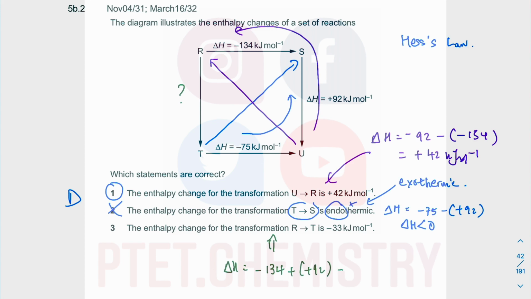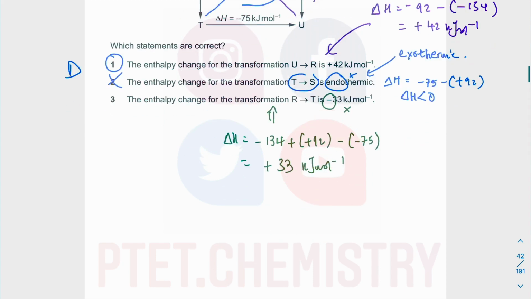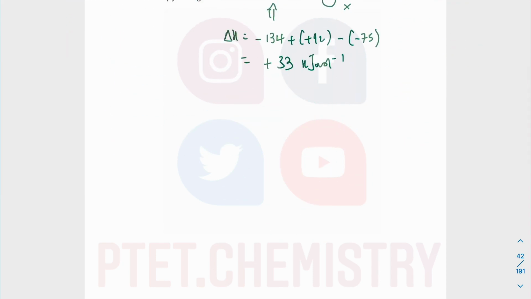So I have to do minus and then bracket minus 75. If you put that into a calculator, minus 134 plus 92, minus becomes a plus. And then your calculator doesn't show you the plus. But as you're dealing with enthalpy change, you always have to have a sign, a value, and a unit. So it's not a minus, it's actually a plus 33 kJ per mole. Obviously you don't have to work them out once you know 2 is wrong, but you never know in a theory paper that you need these skills as well.